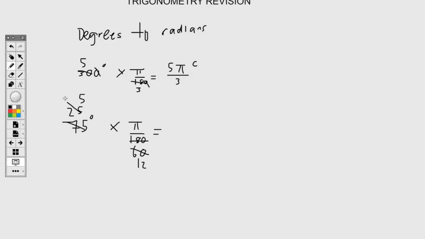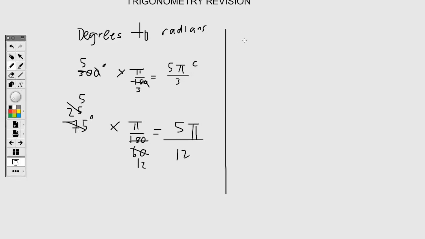So that means my answer is 5 times pi, that's 5 pi, over 12 because we have a 12 in the denominator. So 75 degrees is the same thing as 5 pi over 12.